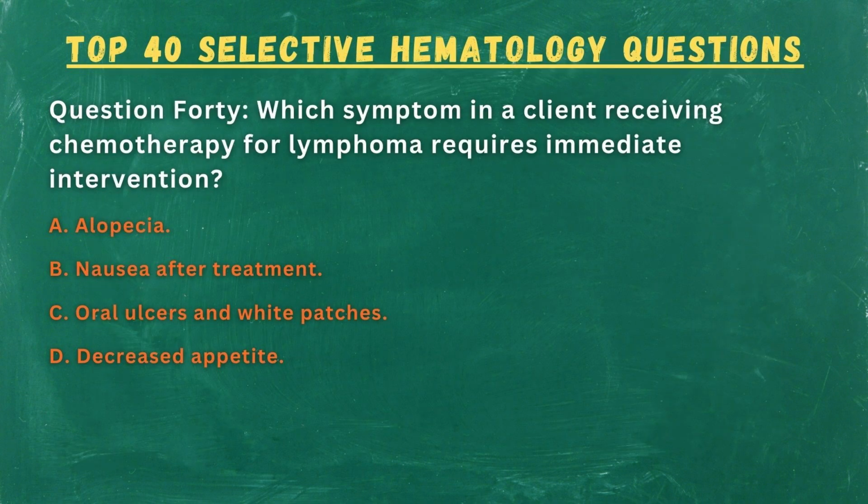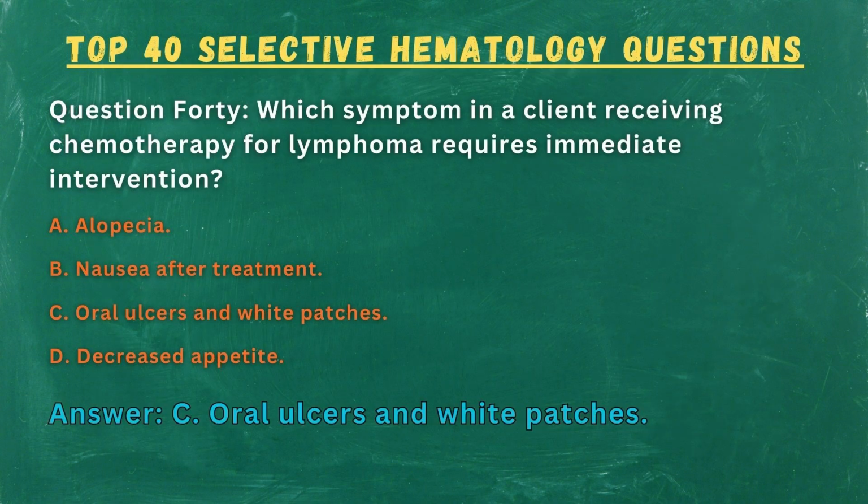Question 40. Which symptom in a client receiving chemotherapy for lymphoma requires immediate intervention? A. Alopecia. B. Nausea after treatment. C. Oral ulcers and white patches. D. Decreased appetite. Answer: C. Oral ulcers and white patches.